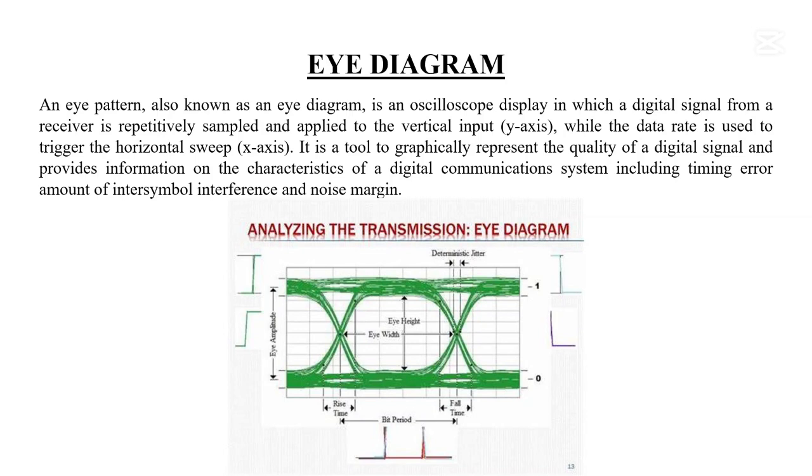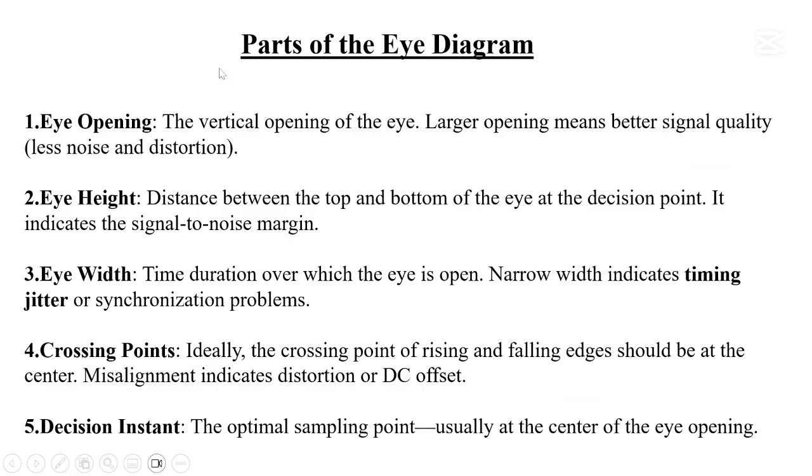Alright. So we have different things that tell us the quality of the signal: the eye height, width, bit rate, rise time, fall time, etc. These tell us the quality of the received signal. Let me show you the points here, the parts of the eye diagram.